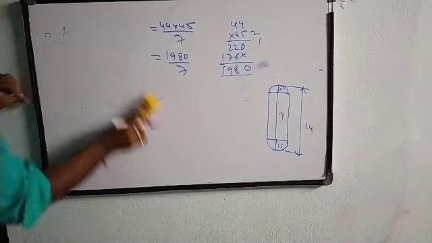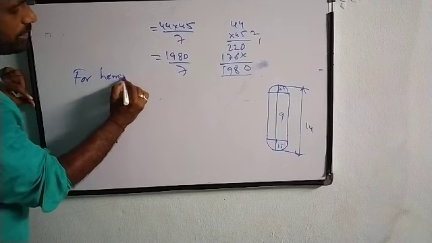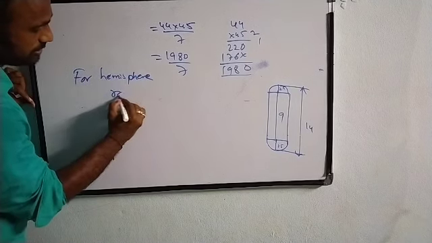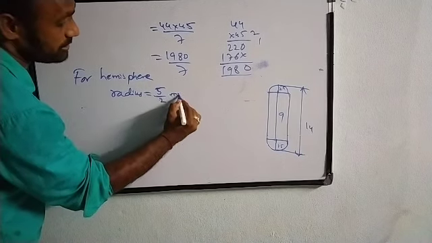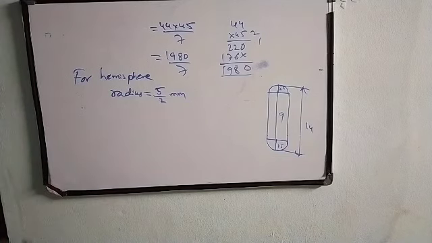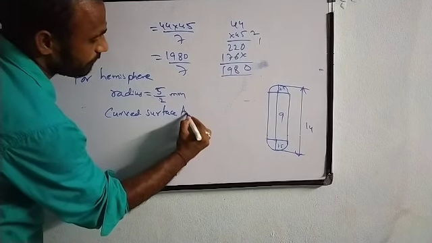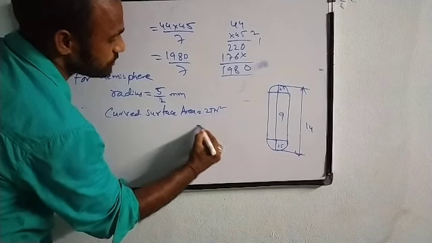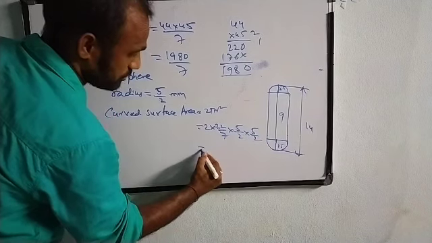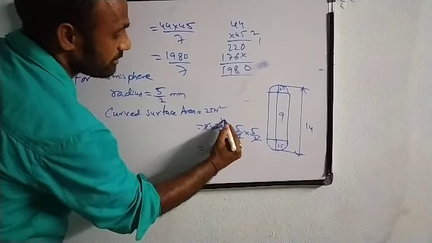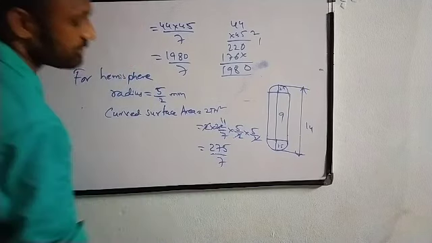Next, we have to do it for the hemisphere. For hemisphere, radius is equal to 5/2 millimeters. Curved surface area is equal to 2 pi r square, which is 2 into 22/7 into 5/2 into 5/2. The 2 gets cancelled, 2 ones, 2 elevens, so 25, 275/7.